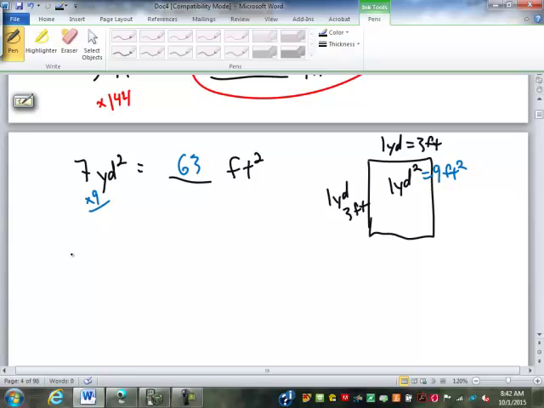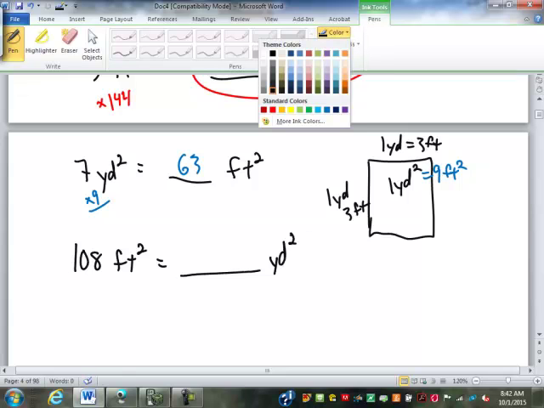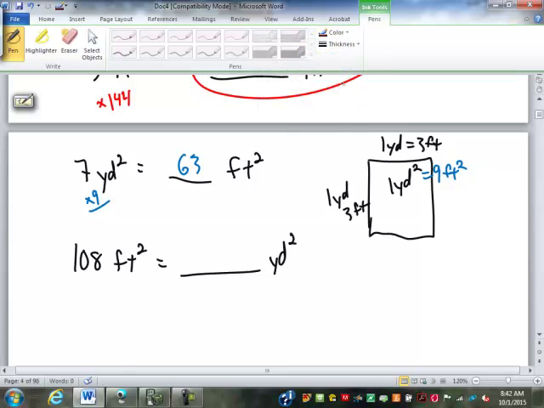So if we have 108 square feet, how many square yards is that going to be? Well, what are we going to divide by? Not 3, 9, because it's square feet and square yards. 108 divided by 9 is 12 square yards.